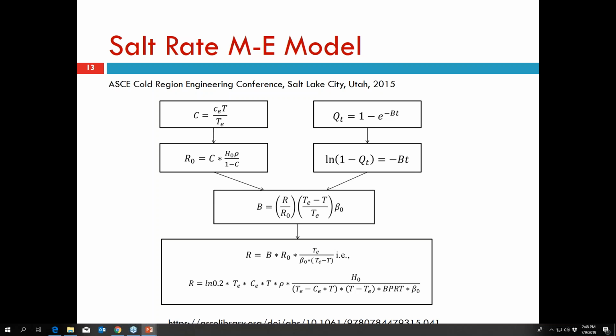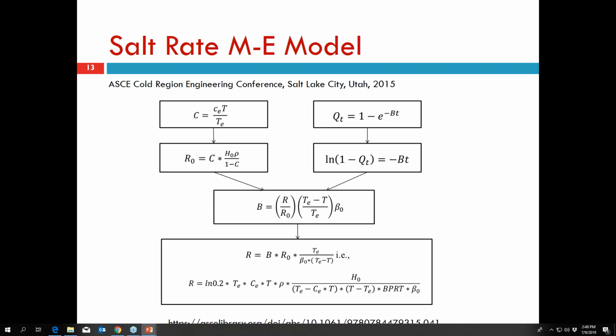So I explained these parameters. BPRT, you can say BPRT 1, 2, 3, is based on the level of service requirement for your road or the facility. And beta naught is the calibration factor that we determined from our field experiment. So if you plug in this information, you can get the application rate for your salt. I presented this result in Utah in 2015, and it's also in that ASCE conference paper. You can read it. Also in my thesis, the information is available.